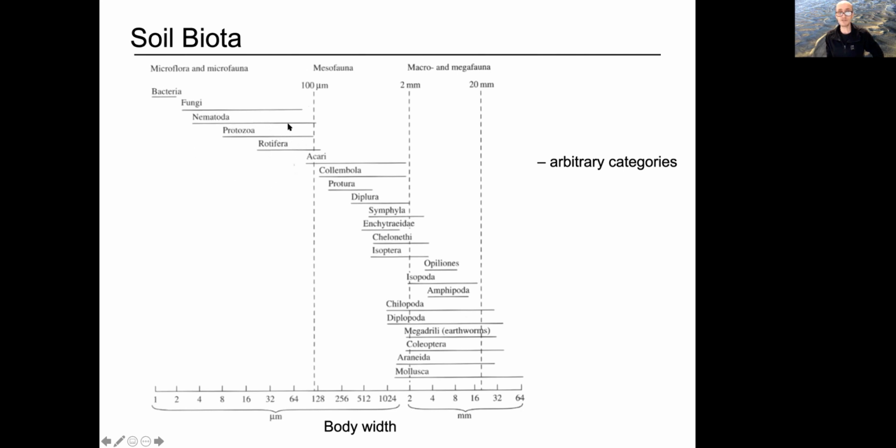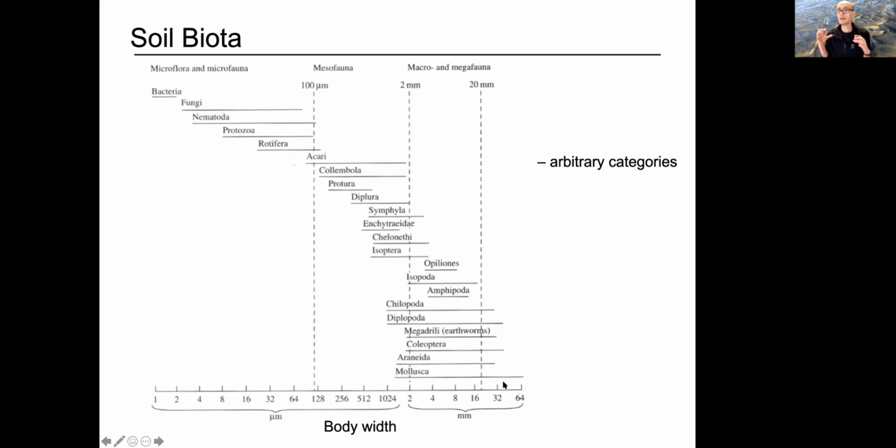Things like protozoans and rotifers are some of the organisms that will feed on the flora, which are these guys here. Once you get above 100 microns, this is 0.1 millimeters, you start into this category, which is kind of arbitrarily defined as the mesofauna, mites, collembola, and some of these guys. And I'll show you some images of those. And then when you're above 2 millimeters here, well, now you're in the macrofauna and the megafauna. Megafauna if you're greater than 2 centimeters in length. And now we've got things like spiders and millipedes and beetles and so on.